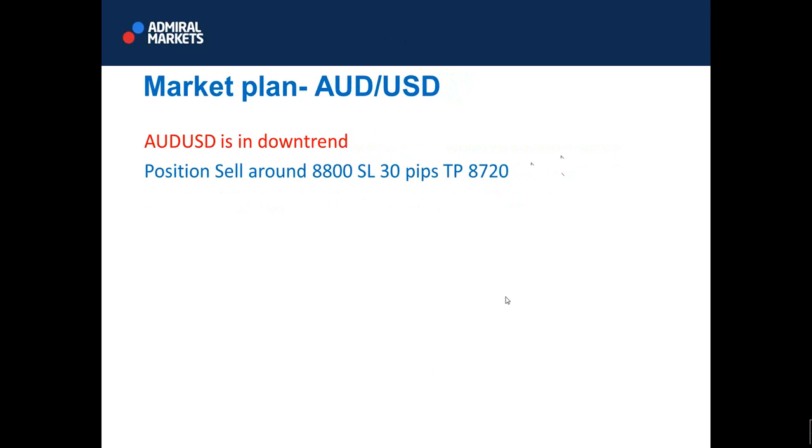AUD is in downtrend, sell position at 88.00, 30 pip stop loss, 87.20. Don't forget to mark all these levels on your charts, guys. Don't forget. AUD-yen, let's see AUD-yen. This is AUD-yen. 96.00, 30 pip stop loss, 95.50.